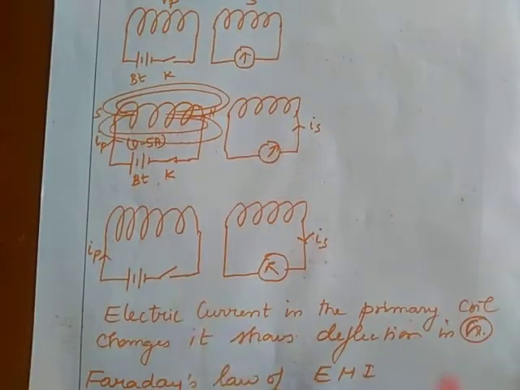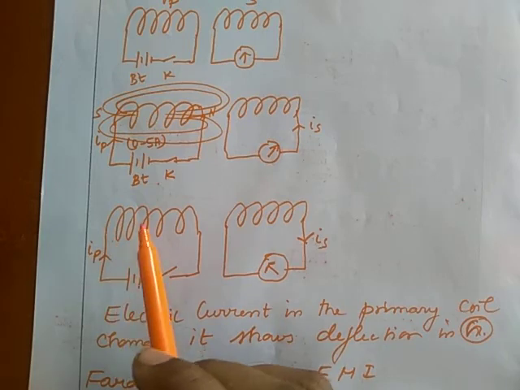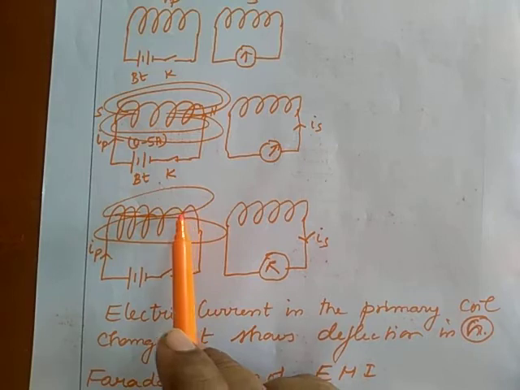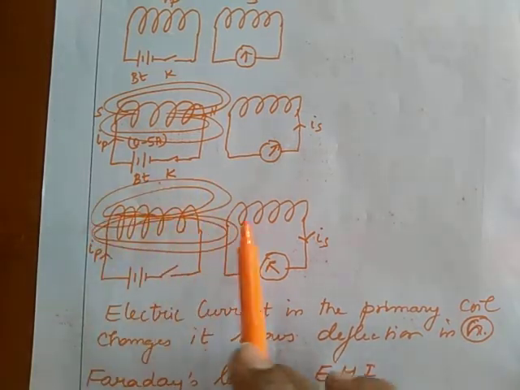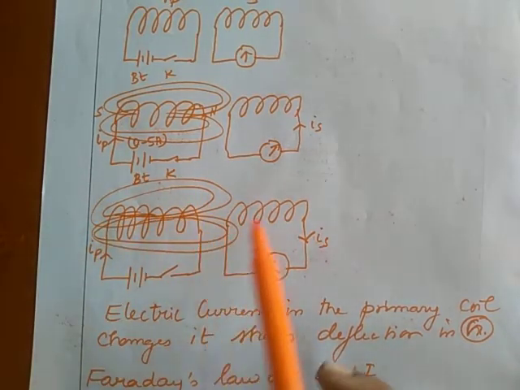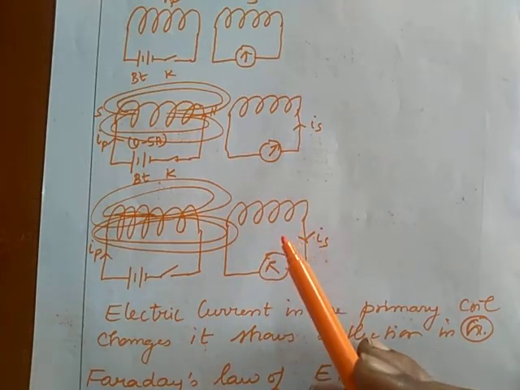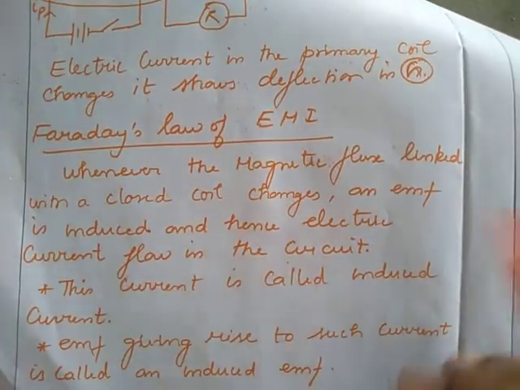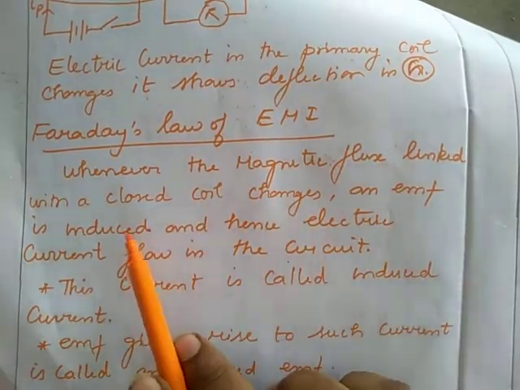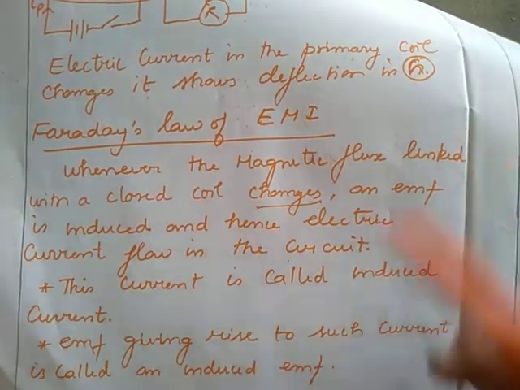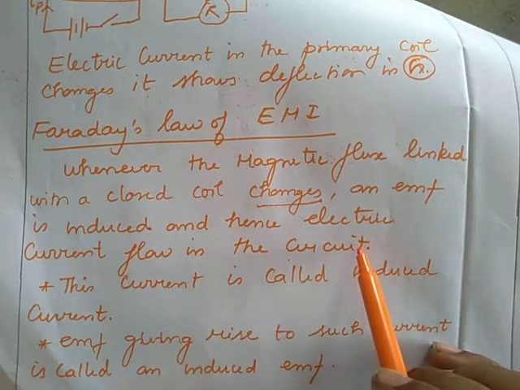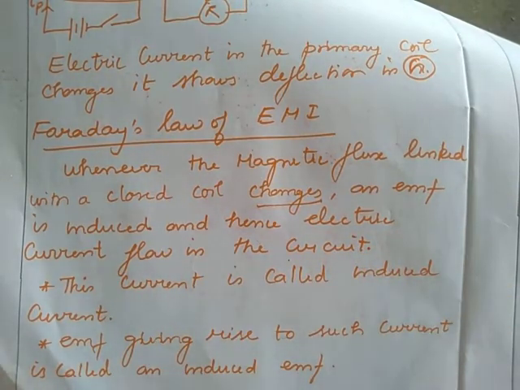Okay, then for this case the current goes from 5 ampere to 0 ampere, the current is reducing, then the magnetic field lines also decrease. In that case, the flux linked with the coil also decreases. This change in flux produces the current in the secondary coil, that will be shown in this law. Whenever the magnetic flux linked with the closed coil changes, that means increases or decreases, then EMF is induced and hence electric current flows in the circuit. Okay, this is known as Faraday's law of electromagnetic induction.